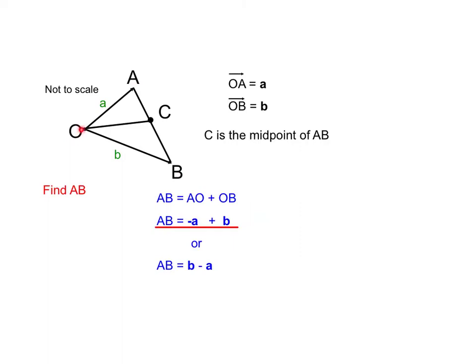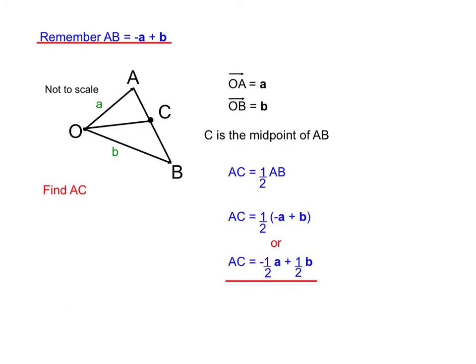We know that O to A is vector A. So A to O must be vector minus A. And we know that O to B is vector B. So we can write that straight down. This means that the vector for AB is equal to minus A plus B. We could write this as AB is B minus A, but at the moment I'm going to keep it like this.